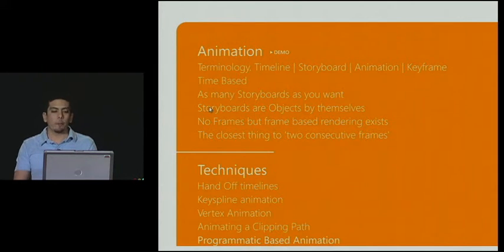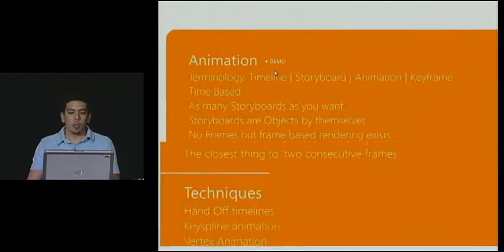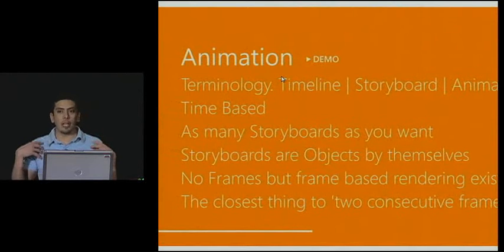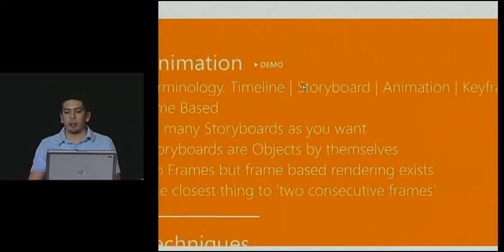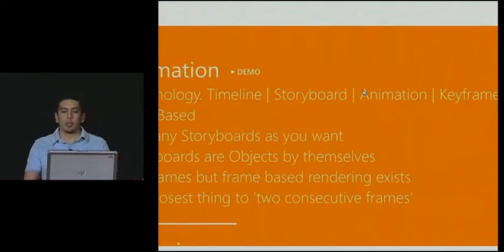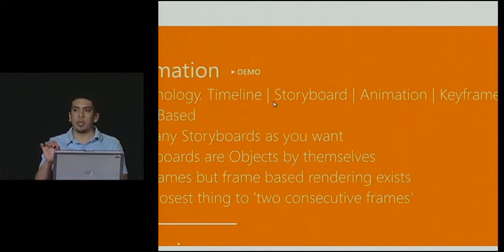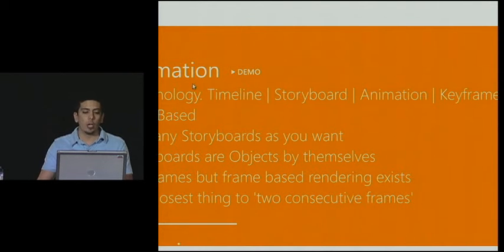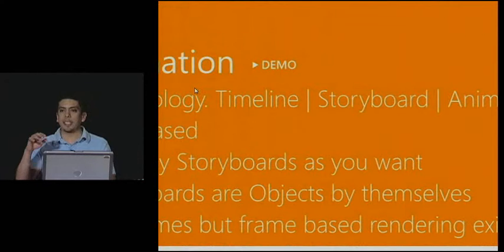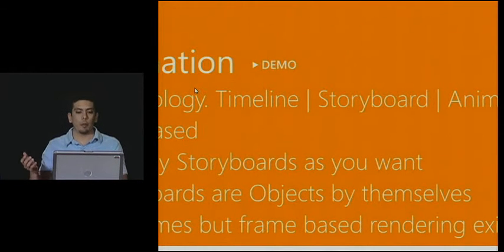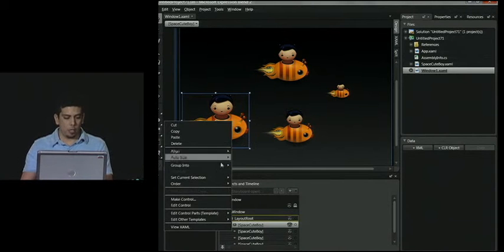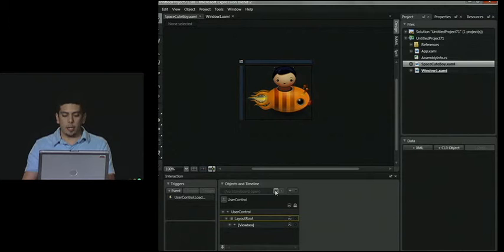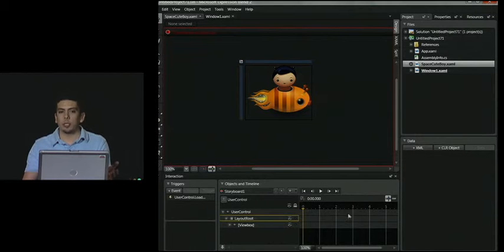Now, to understand animation, one of the things we need to understand is the terminology. I'm sure you've been hearing, even myself, I still don't get used to it, the words timeline, storyboard, animation, keyframe, all these different words. All these words have specific meanings, and they target completely different things. So timeline, there is no such thing as a timeline object in Silverlight or WPF. Timeline is simply the element that we have here, the user interface control that enables us to create animation. So this is the Expression Blend timeline. That's the way we call it.